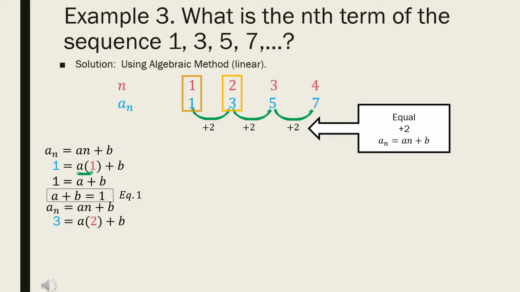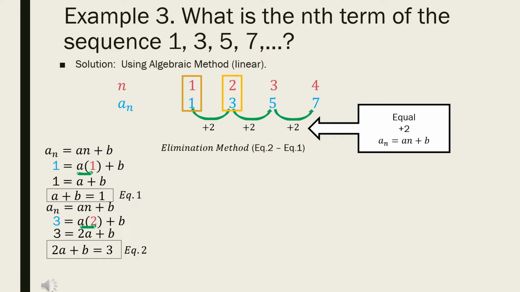So we have 3 is equal to a times 2 plus b. And then multiply a times 2 is just 2a. So we have 3 is equal to 2a plus b. And then, since it is an equation, 3 is equal to 2a plus b is just the same as 2a plus b is equal to 3. So that would be our equation number 2. We need 2 equations to perform our next step, which is the elimination method. So we are going to subtract equation 2 minus equation 1.